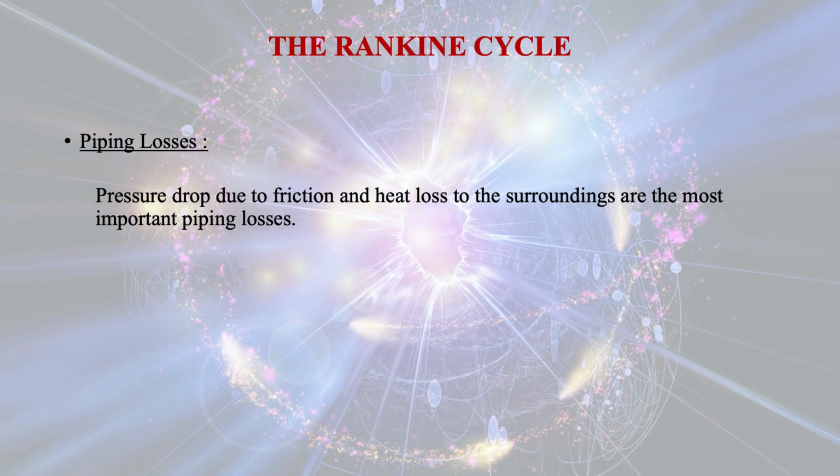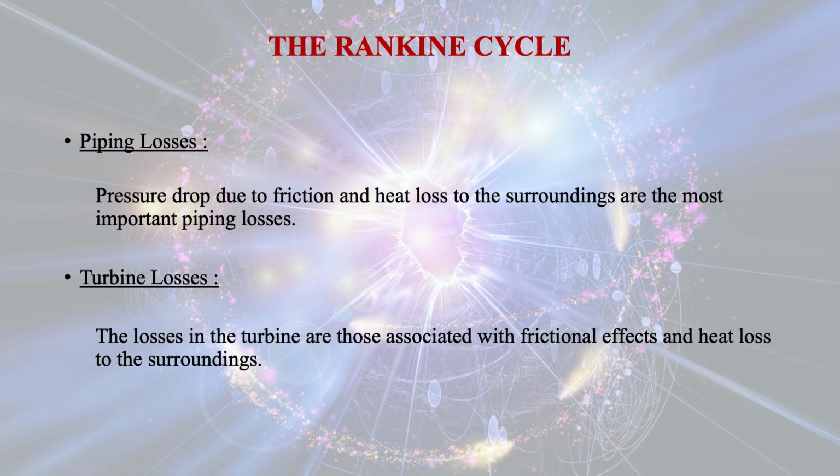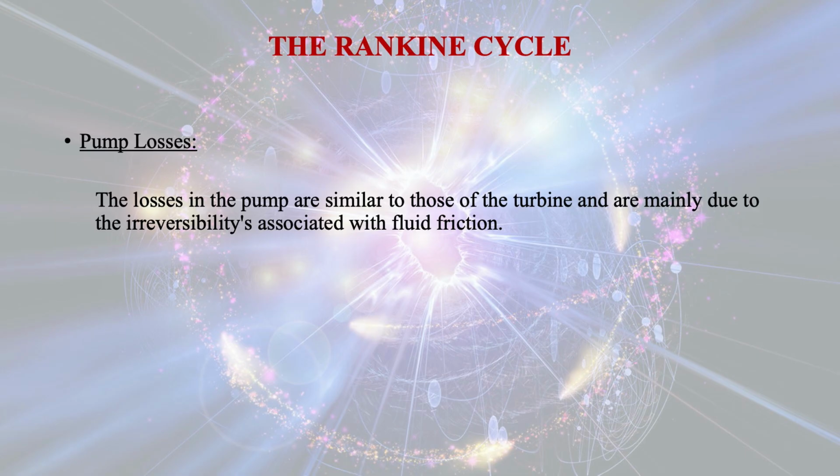Piping losses. Pressure drop due to friction and heat loss to the surroundings are the most important piping losses. Turbine losses. The losses in the turbine are those associated with frictional effects and heat loss to the surroundings. Pump losses. The losses in the pump are similar to those of the turbine and are mainly due to the irreversibilities associated with fluid friction.